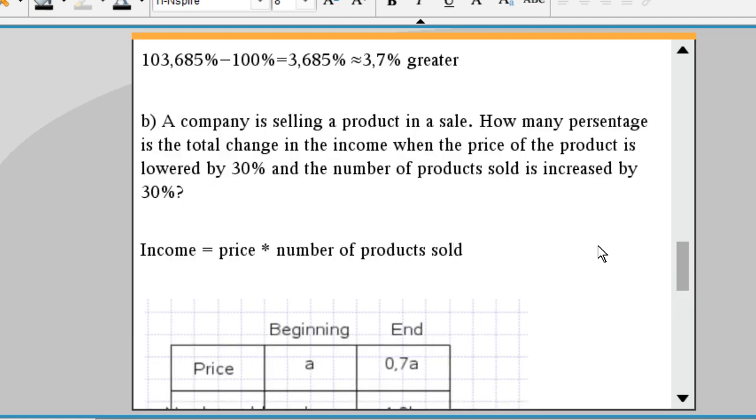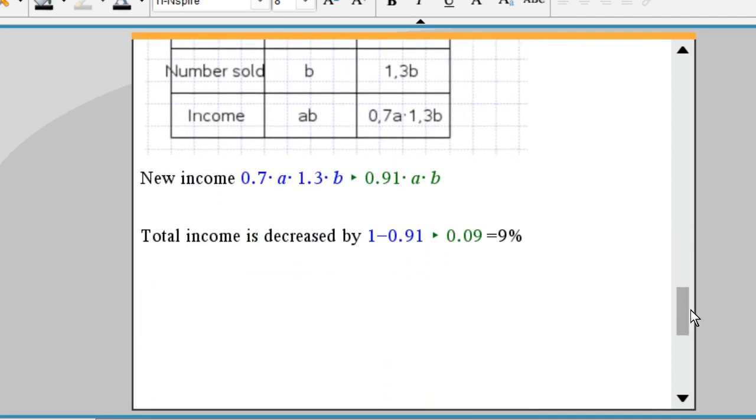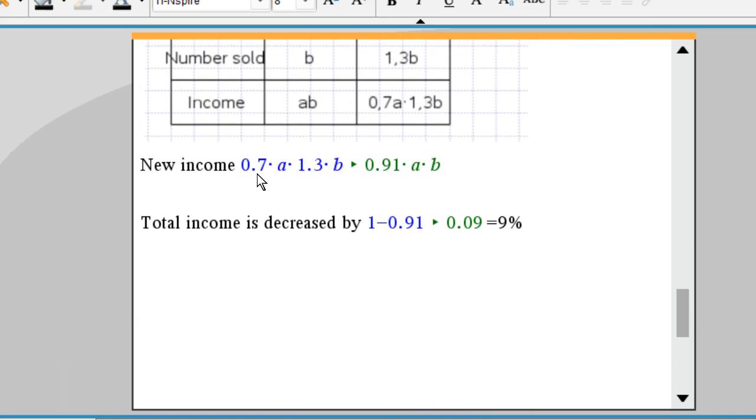So we calculate the value for the new income here. We just multiply 0.7 times 1.3, and we see the new value for the income is 0.91 times A times B. So the actual income at the end is lower than the initial income. And how much lower is it? Now we compare the 0.91. This is the same thing as 91% of the original value.